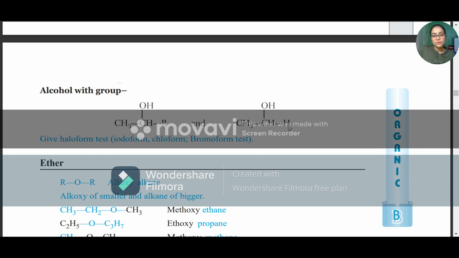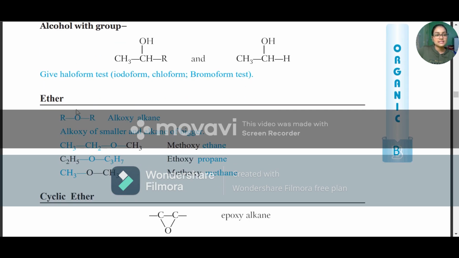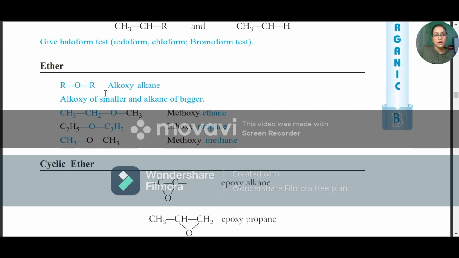This R can be equal to H also. Next is ether, ROR, that is alkoxyalkane. Alkoxy is the smaller part and alkane is the bigger part. So this is the structure. This is the bigger part, so this is ethane, and this is the smaller part. So methoxy. So methoxyethane. This is ethoxypropane, methoxymethane.